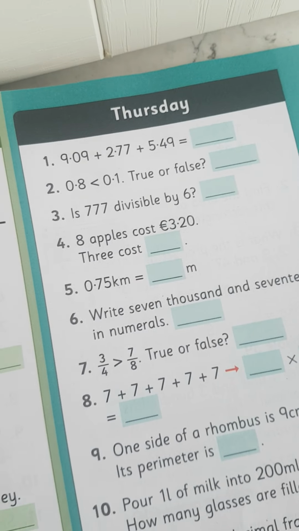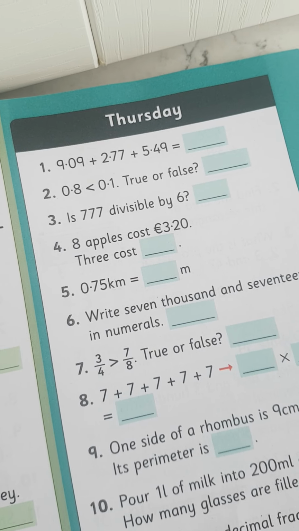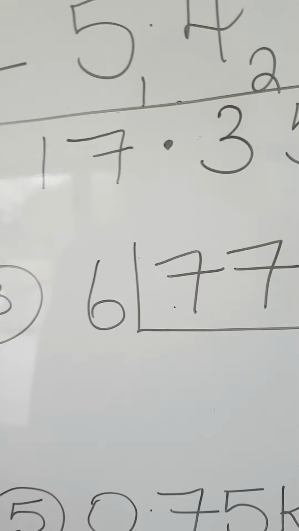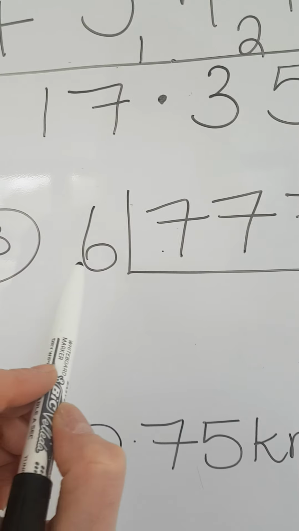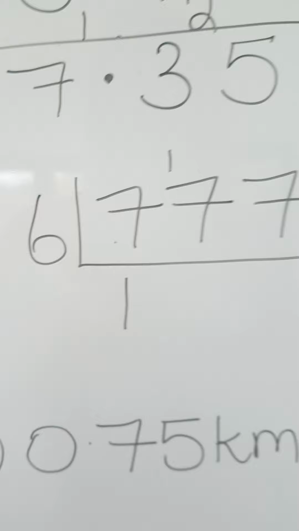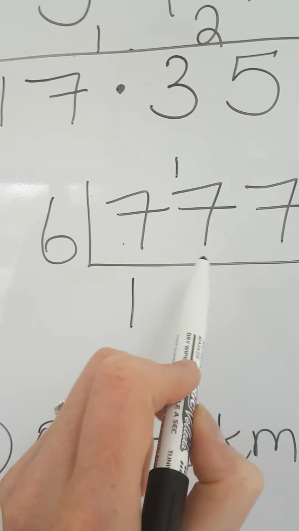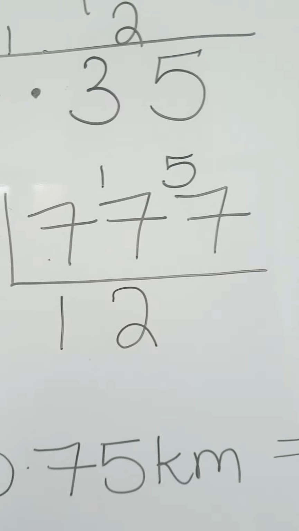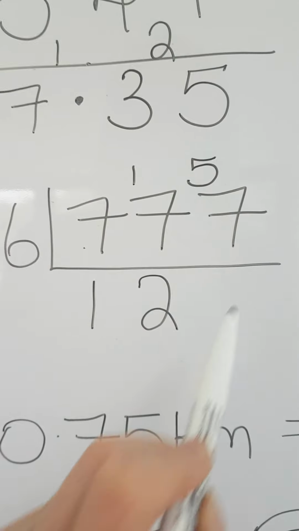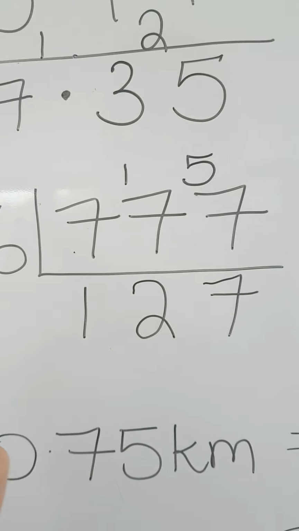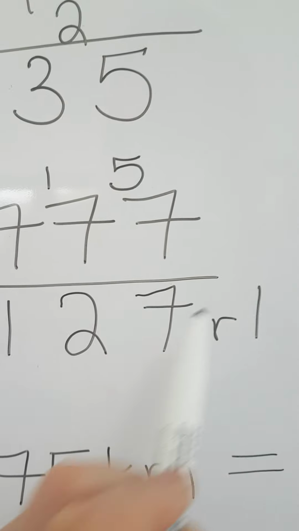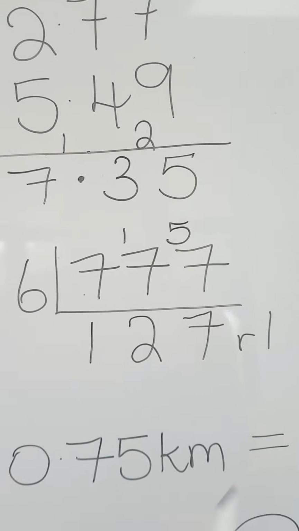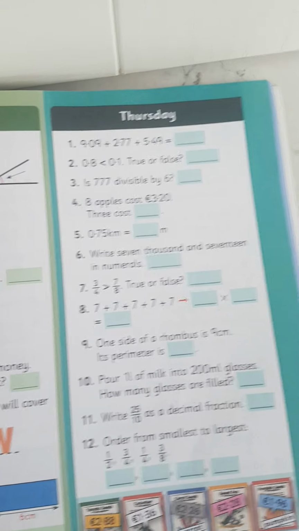Question 3. Is 777 divisible by 6? So that means, can we divide it in without there being a remainder? So let's divide it in and see. 6 into 7 goes one time and one left over. 6 into 17 goes twice. 6 times 2 is 12, so 5 left over. And 6 into 57 would go 7 times. 7 times 6 is 56. So I'm going to have 1 left over. So the answer is no, it is not divisible because I have that remainder there.